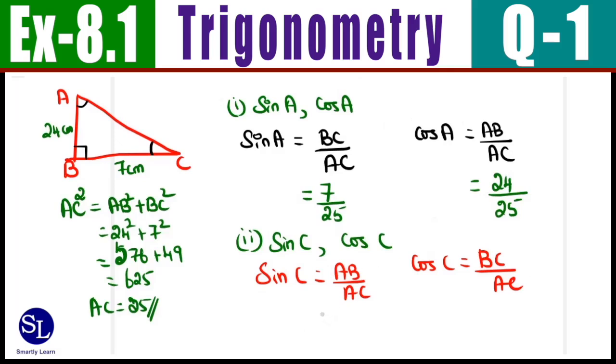AB is going to be just 24, and AC is 25. So this is 24 by 25. Cos C is going to be BC, which is 7, and AC is 25. So in this case, this is 7 by 25.